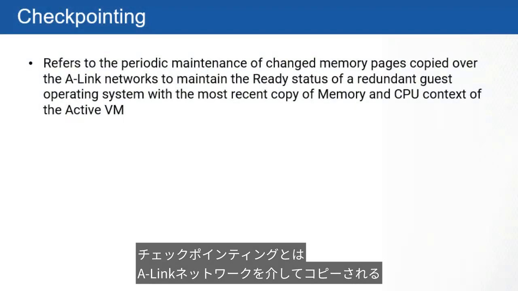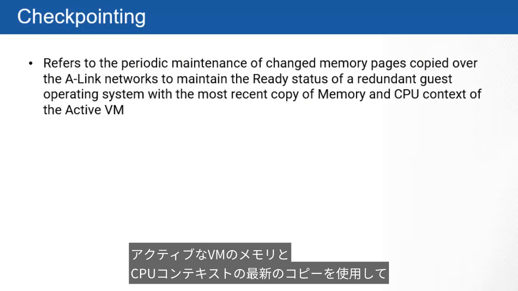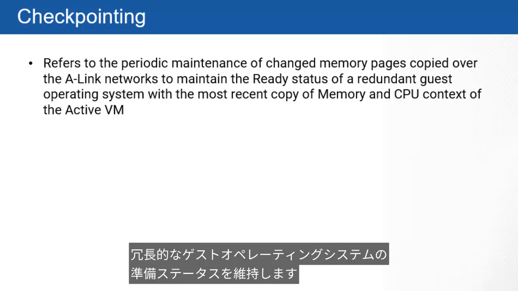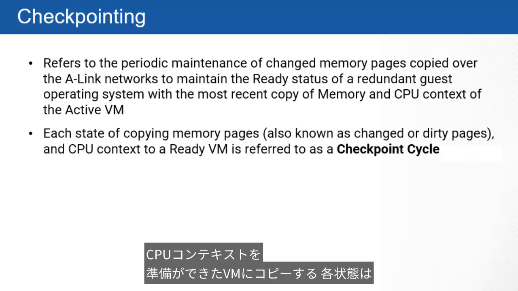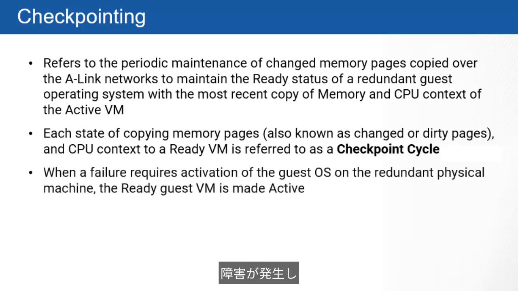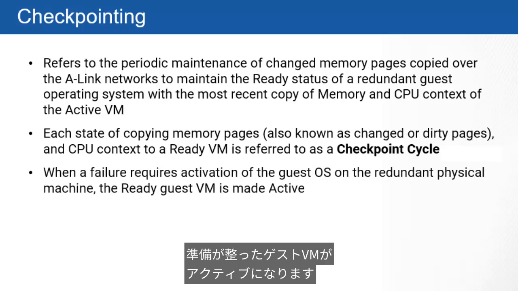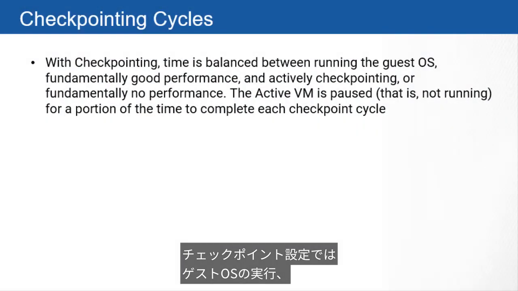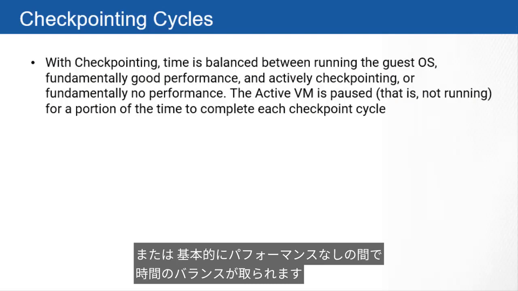Checkpointing refers to the periodic maintenance of changed memory pages copied over the A-Link networks to maintain the ready status of a redundant guest operating system with the most recent copy of memory and CPU context of the active VM. Each state of copying memory pages, also known as changed or dirty pages, and CPU context to a ready VM is referred to as a checkpoint cycle. When a failure requires activation of the guest OS on the redundant physical machine, the ready guest VM is made active.